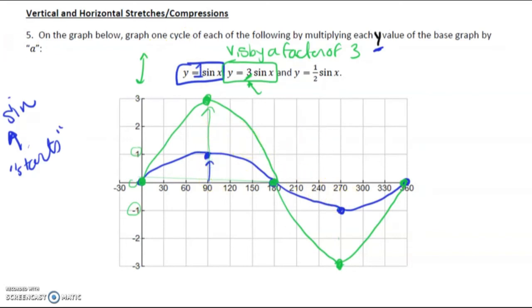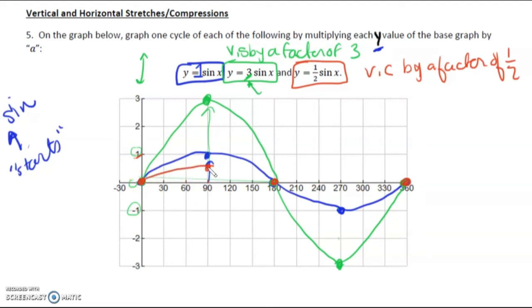Okay, up and down. Okay, and then the last one, y equals 1/2 sine x. So this is a vertical compression by a factor of 1/2. So what happens is, the zeros stay the same, 0, 0, 0, okay? But now instead of plotting at 1, we're actually going to plot sine at just 1/2, because it's like 1 times 1/2, and we get 1/2. And instead of plotting at negative 1, we're going to plot at negative 1/2. And that's what we get.